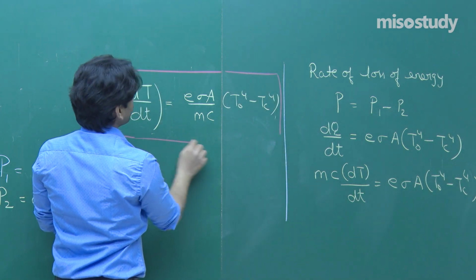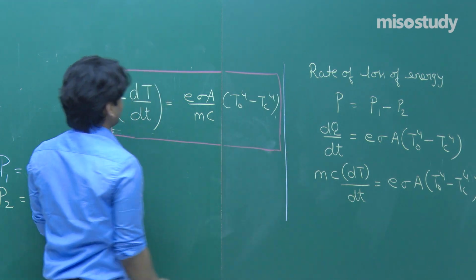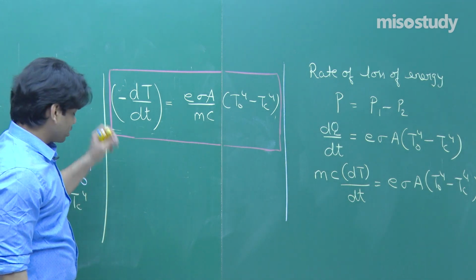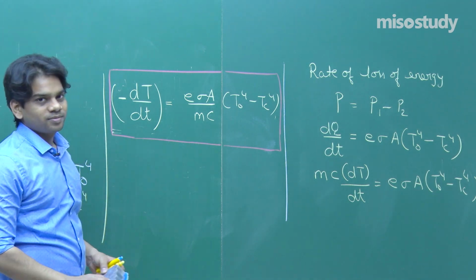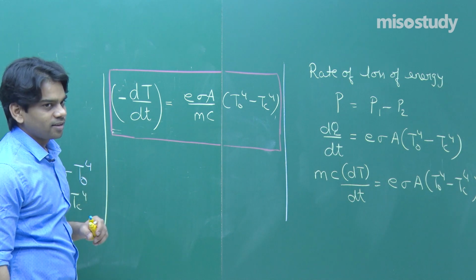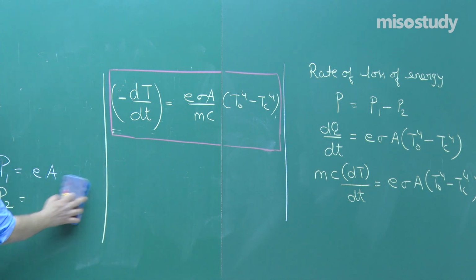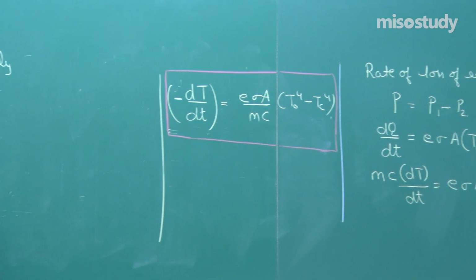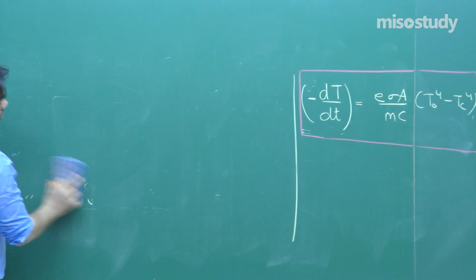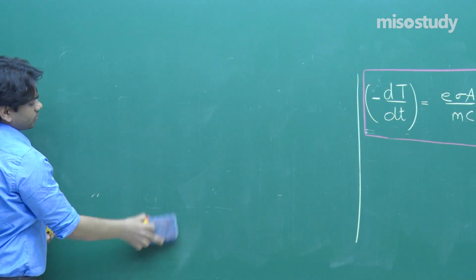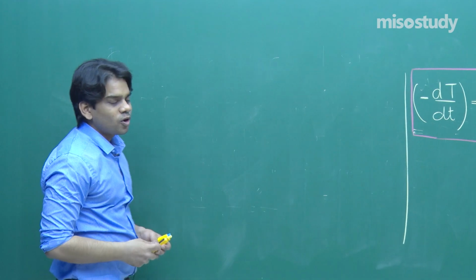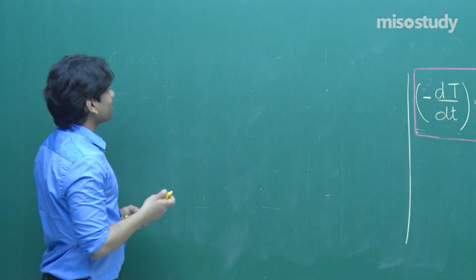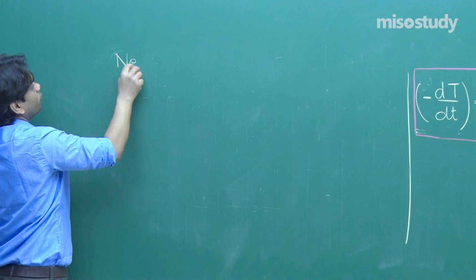of the body. Why have I used the minus sign? Because dT will be negative. The temperature is going in the negative direction. It's decreasing, so that's why I have used a minus sign here. Now, if the temperature difference between the body and the surrounding is very small, how can we reach a very simple formula that is given by Newton's law of cooling?